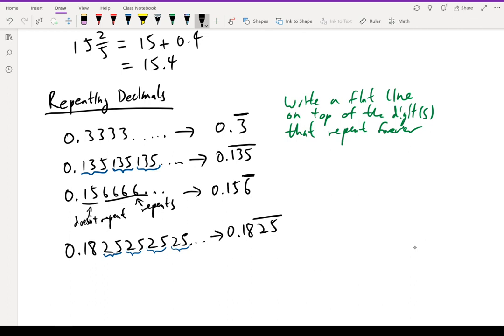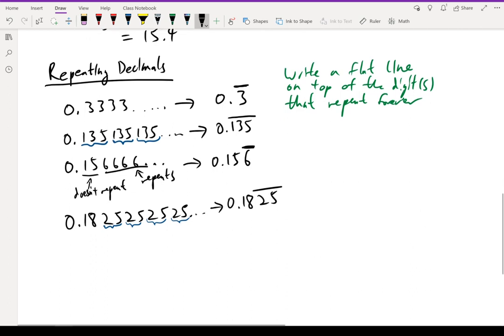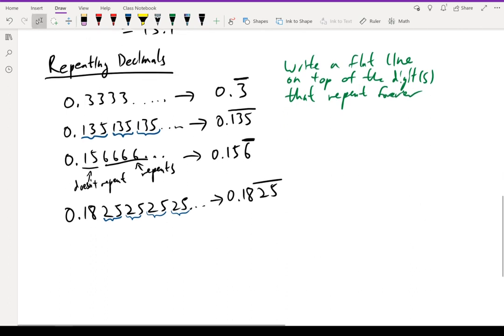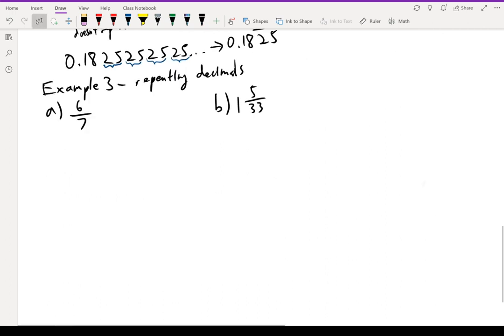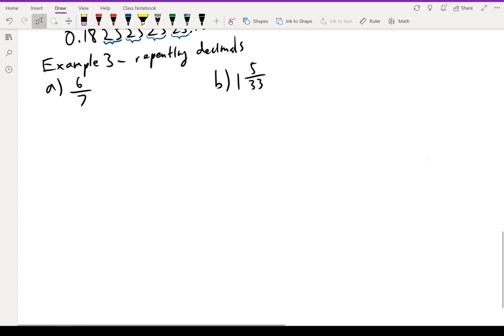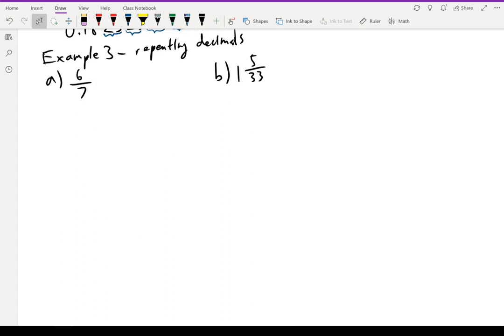So let's get on with some examples. I have two examples over here. So this will be example 3. Example 3. And let's just call this repeating decimals. So A, we have 6 over 7, and then B, we have 1 and 5 over 33. So we have one normal fraction, and then one mixed number, and we want to turn them both into decimals.